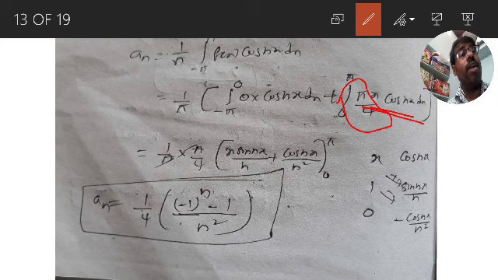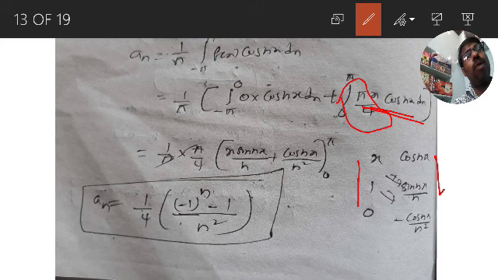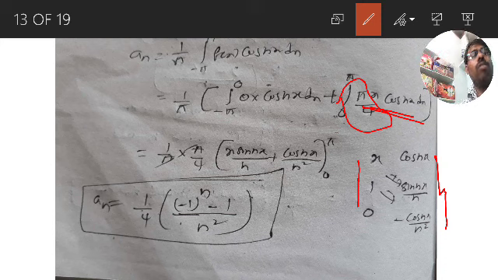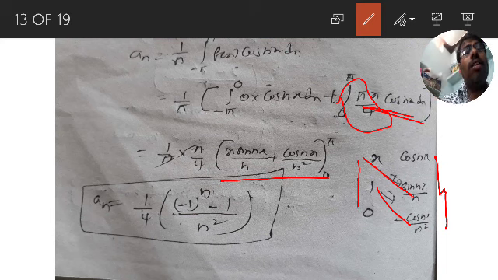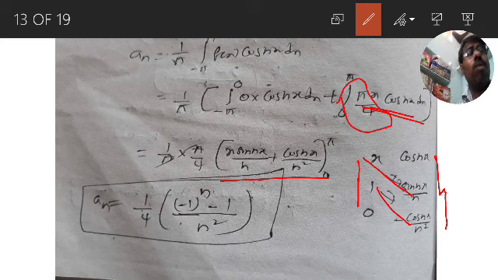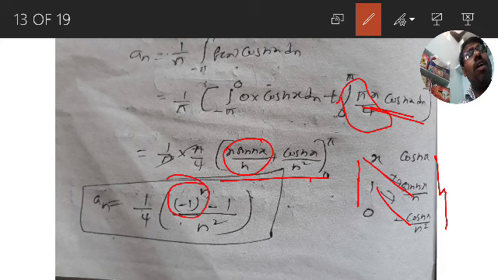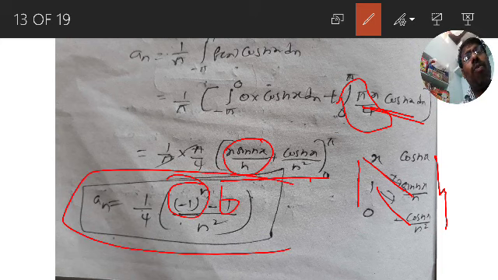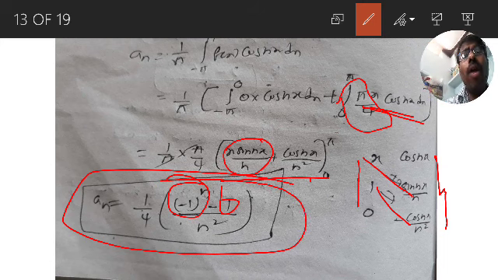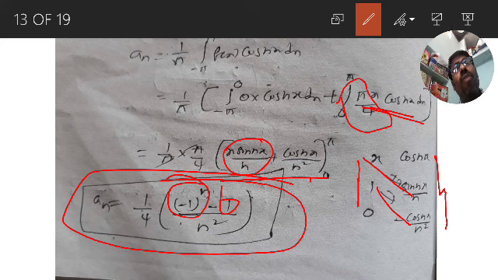For x you need to find derivatives, and for cos nx you have to find integrals. The derivative of x is 1 and the derivative of 1 is 0. The integration of cos nx is sin nx by n, and the integration of sin nx by n is minus cos nx by n square. Plus minus cross multiply, you get x into sin nx by n plus cos nx by n square. Sin 0, sin pi, sin 2 pi are all 0, therefore the first term is 0. Only the second term remains, where cos n pi is minus 1 to the power of n and cos 0 is 1. Hence you get the an value, 1 by 4 into minus 1 whole power of n minus 1 by n square. So this is the an value.